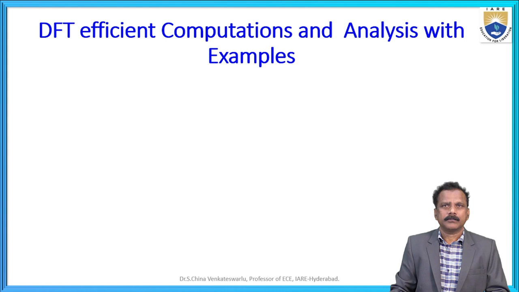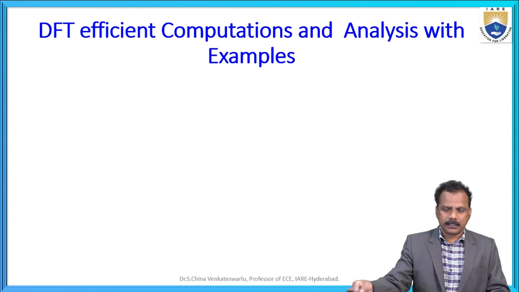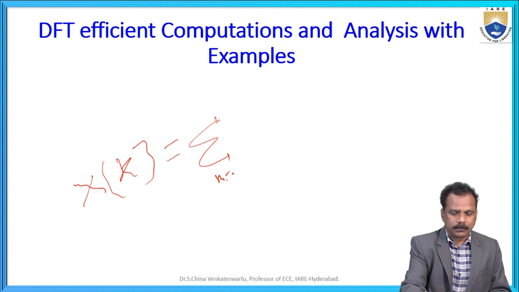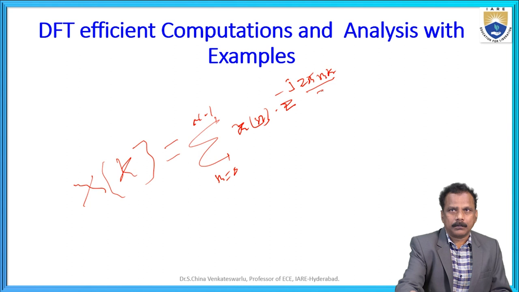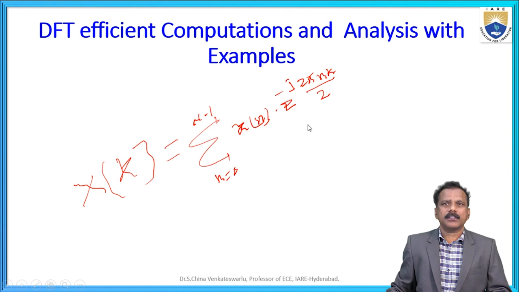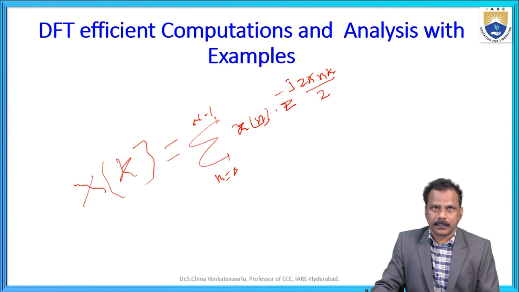We know the term DFT, discrete Fourier transform, which is defined as X of k equal to the summation from n equal to 0 to N minus 1 of x of n into e power minus j 2 pi n k by N. Using this, we are to evaluate X of k, the DFT, as well as the inverse of DFT.